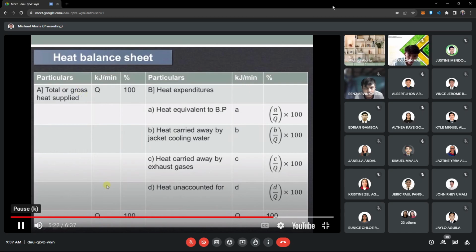You have to write down the same value over here and it is 100%. Now the heat expenditures. Out of this 100%, how the heat is utilized. So first part is heat equivalent to brake power. Suppose that value is A.